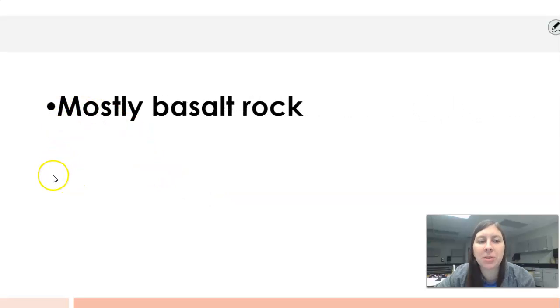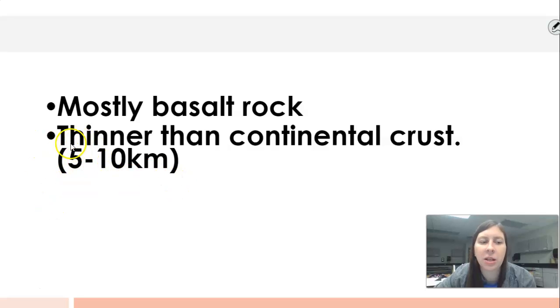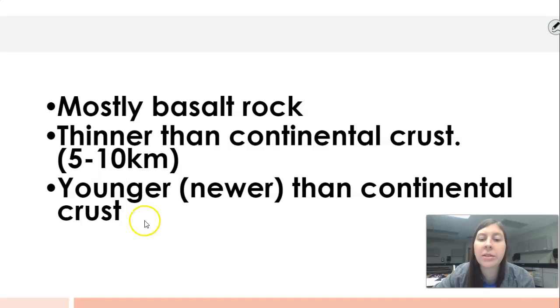It's mostly made of basalt rock, and it's thinner than the continental crust. Remember that, 5 to 10 kilometers. It's a lot newer than continental crust, and we'll talk about that in a few minutes.